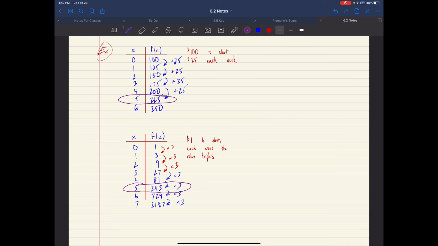And then after that, it goes crazy. By week 6, you have almost 3 times as much money with exponential growth. So if it were me and I were choosing a plan, this is the one I'd choose. And that's because exponential growth grows a lot faster than linear functions.